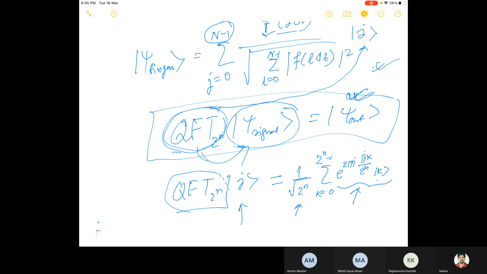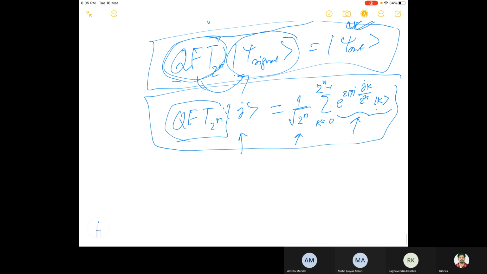So this is how we are defining, and you will see the QFT. This is the definition of QFT, and you will see that this QFT will be used in different kinds of algorithms. Maybe we'll talk about that later. But like the phase estimation algorithm, eigenvalue estimation algorithm.